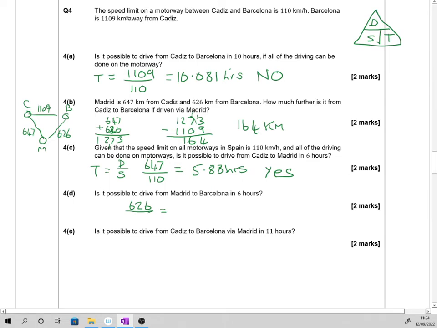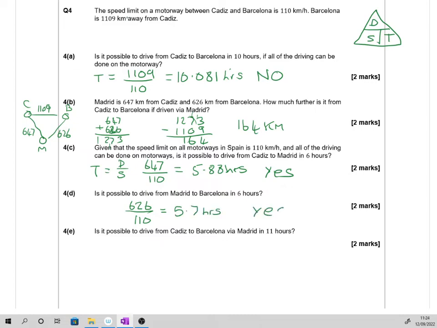Gone on the motorway, 110. 626 divided by 110 is about 5.7 hours. So yes.